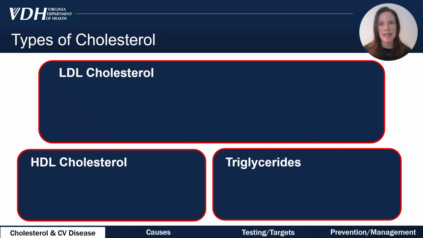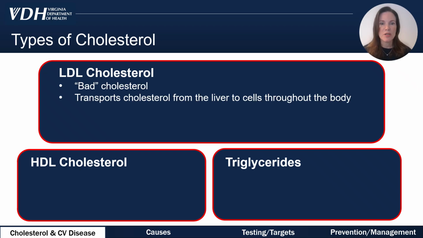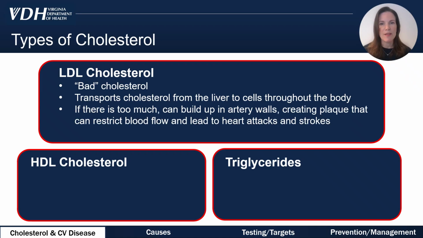There are three main types of cholesterol that we measure in the blood: LDL cholesterol, HDL cholesterol, and triglycerides. LDL cholesterol is also sometimes known as the bad cholesterol. It transports cholesterol from the liver to cells throughout the body. And if there's too much LDL cholesterol, it can build up in the artery walls, creating that plaque that can restrict blood flow and lead to heart attacks and strokes. For LDL, lower is better.